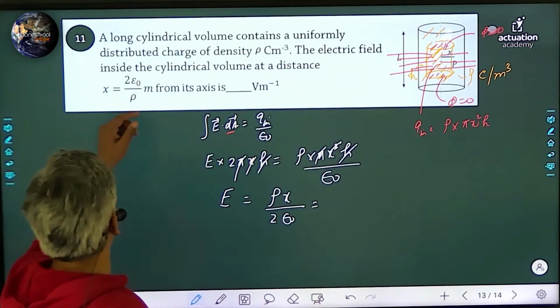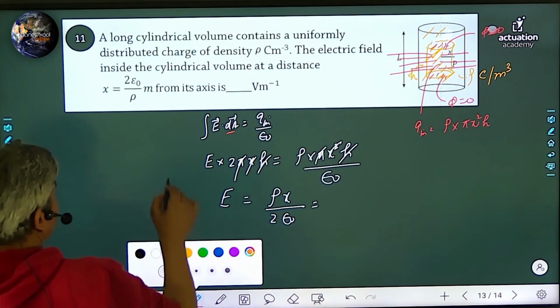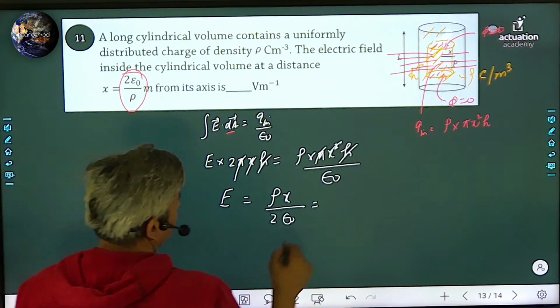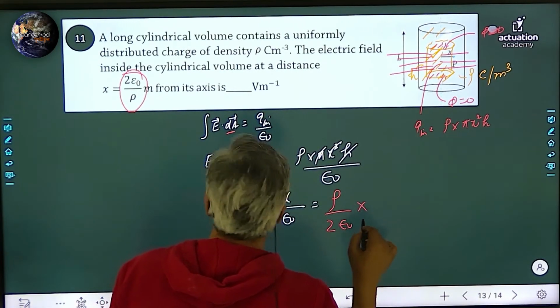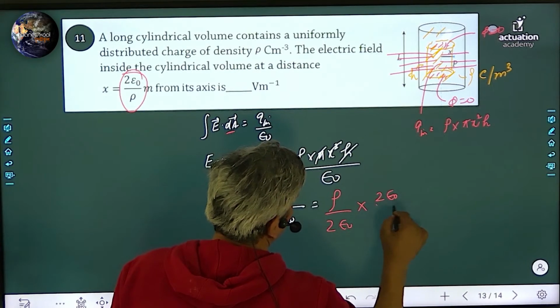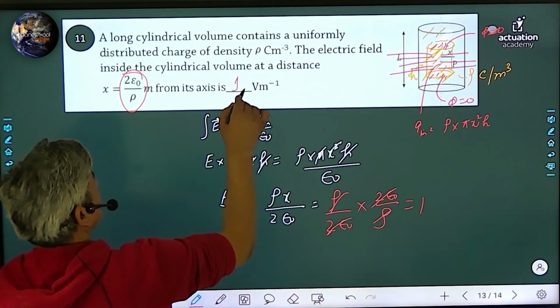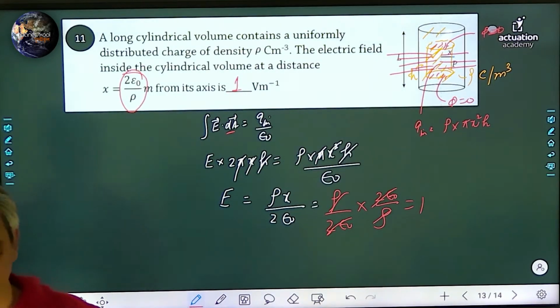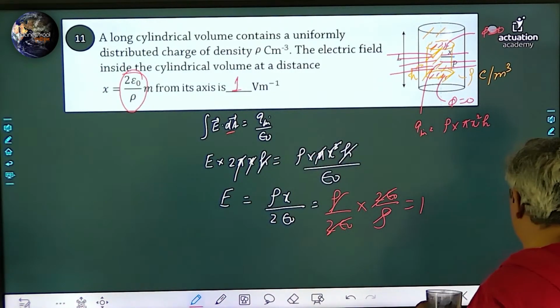Now where we have to find the electric field, x is equal to 2 epsilon naught by rho. So let's put the value of x as 2 epsilon naught by rho. This will cancel out, this will give 1. So the answer is 1 volt per meter. Okay, now let's move to the next question.